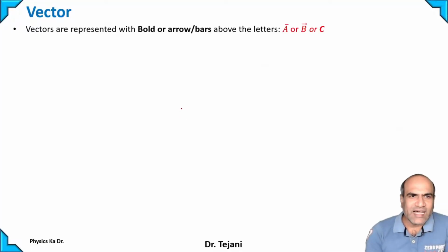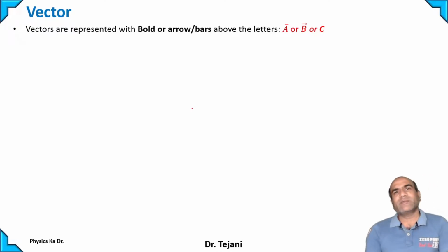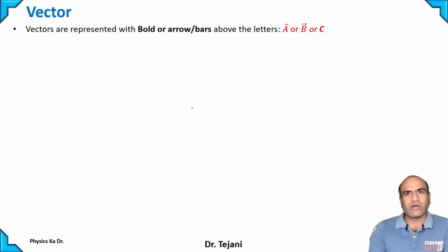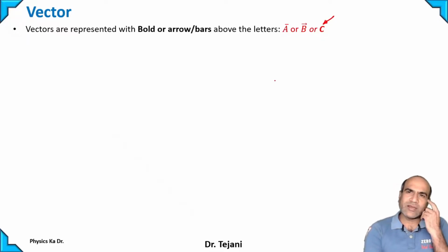Now let us start: what is a vector? Vectors are represented with a bold letter or an arrow or bar. In the textbook, you can see vectors are written with a bold letter. It can be a capital letter or a small letter, it is okay.